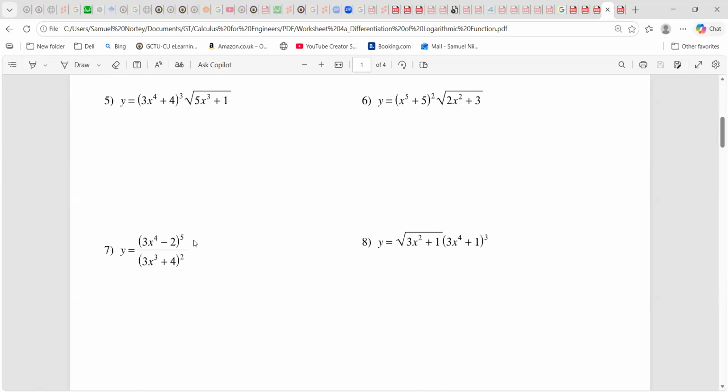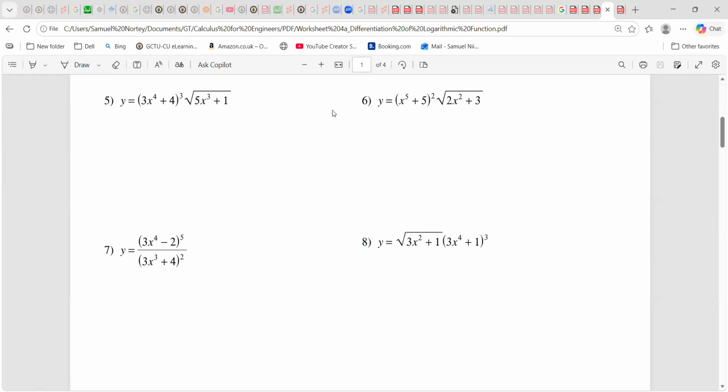Then question 7 is giving you a quotient function. Again, if you take natural log on both sides, then you know that the denominator will be subtracted from the numerator: natural log of 3x to the power 4 minus 2, raised to the power 5, minus natural log of 2 times natural log of 3x cubed plus 4. And then again, you differentiate and let the y come to the right.